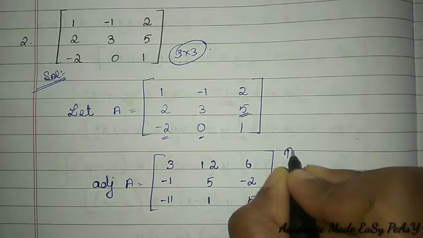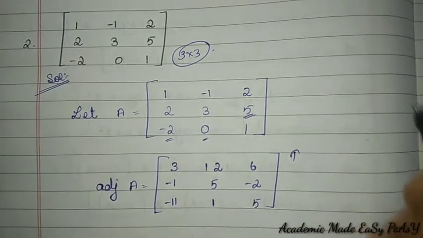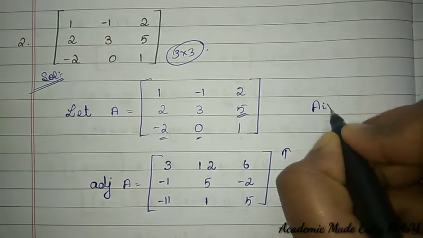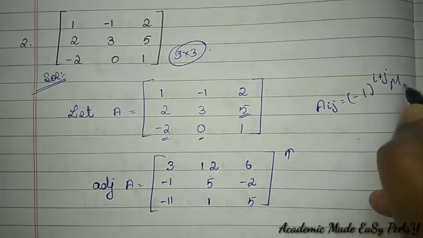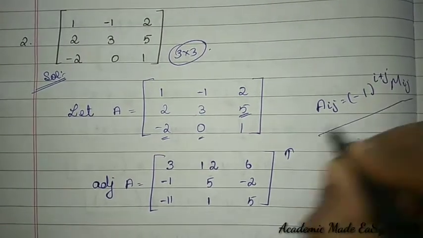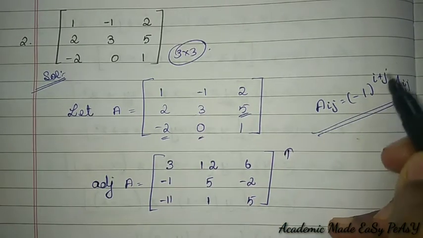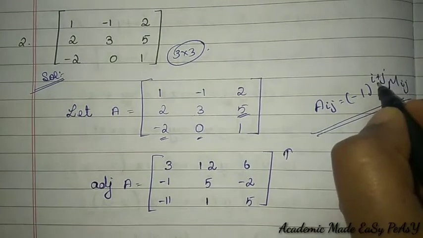The whole transpose, no? Before taking the transpose, we have to change the sign. What is the formula for cofactor? Aij is equal to (minus 1) to the power i plus j into Mij. So this is the formula we used directly, but we didn't take this minus 1 power i plus j.